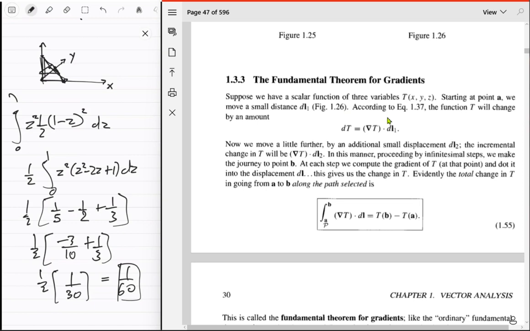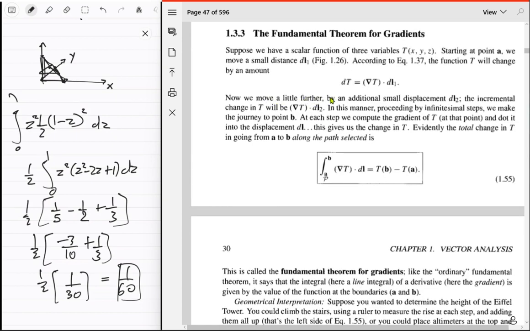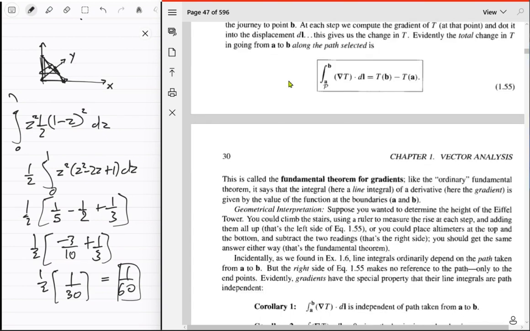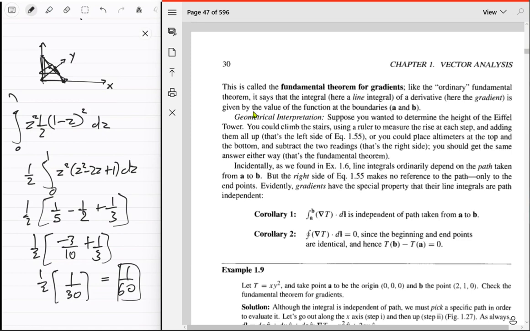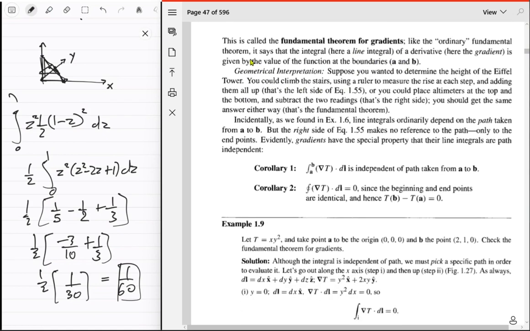Okay, right. So a and b are points. Fine. Oh, that's why in bold these are actually vectors. Okay. So now we are inputting vectors into functions. Well, that is a way to think about it. Instead of putting in three inputs, we are just putting in a vector. Makes sense. Okay. Right, we get that. Like the ordinary fundamental theorem, the fundamental theorem of gradients says that the integral of a derivative is given by the value of the function at the boundary. Yeah, whatever. Geometrical integration.